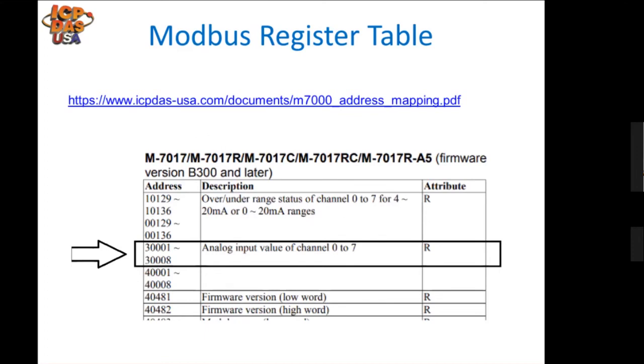This is an example of a Modbus register table from our manual. We will be using the M7017 module. We will be concentrating on the 30001 through 30008 analog input registers, channels 0 through 7. These are read-only, and I have provided a link above to this particular manual.